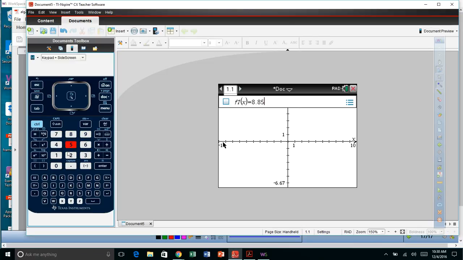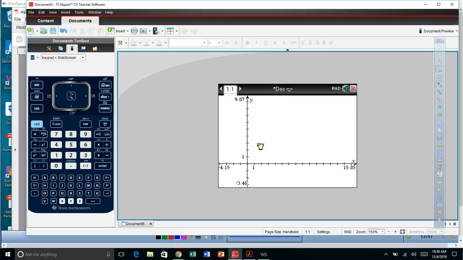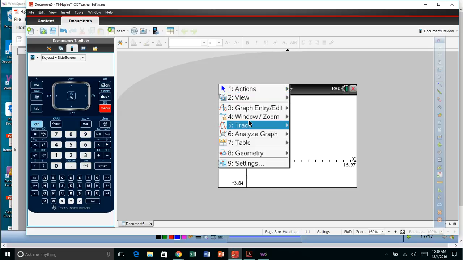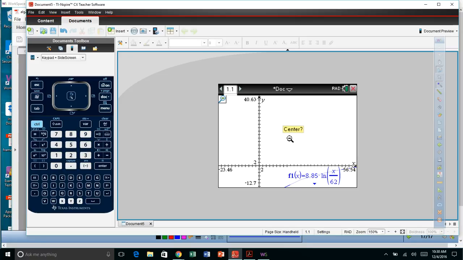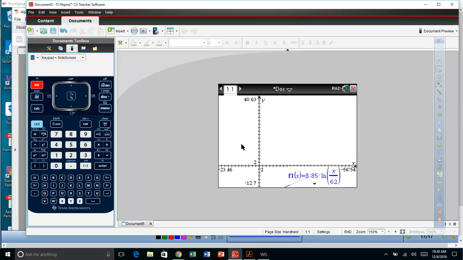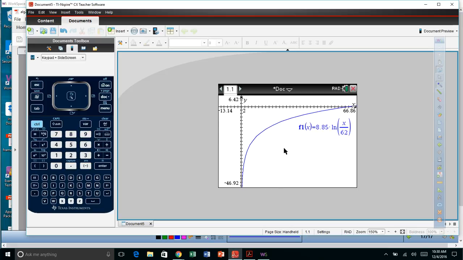So we got 8.85 times the natural log of, and that would be x over 62, x control divide 62, and can't really see it, can you? Can't really see it. Menu, 4. Oh, there it is. Okay. So there it is. All right. Now let's graph the other one.